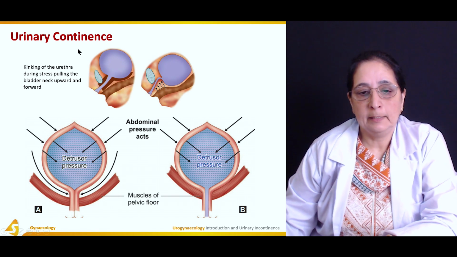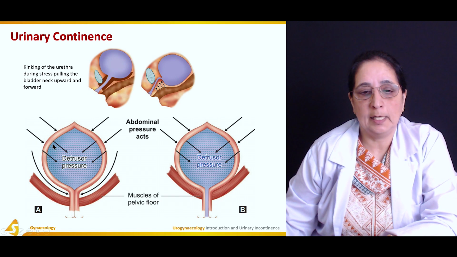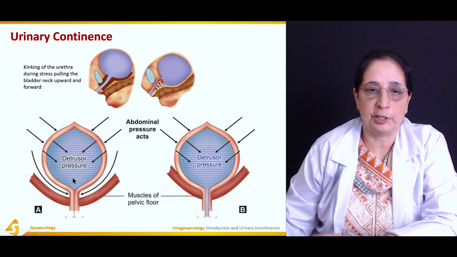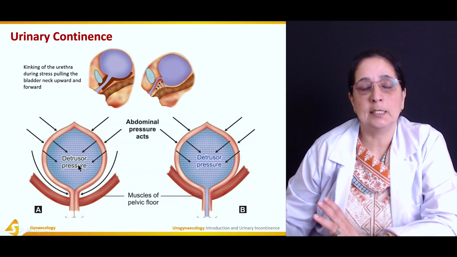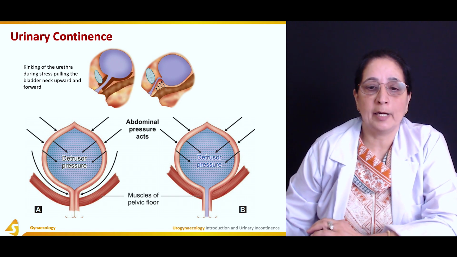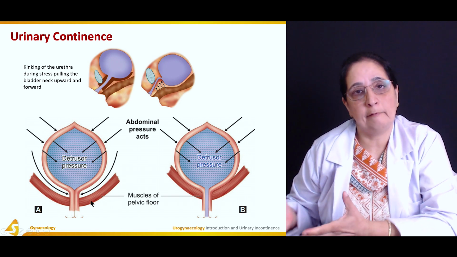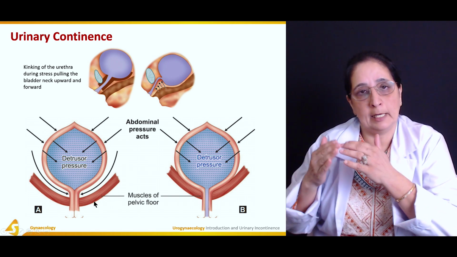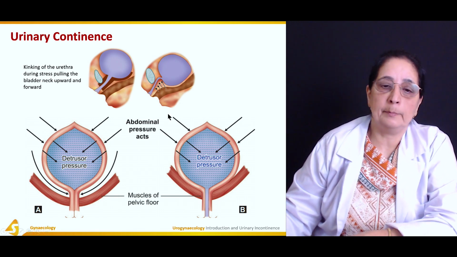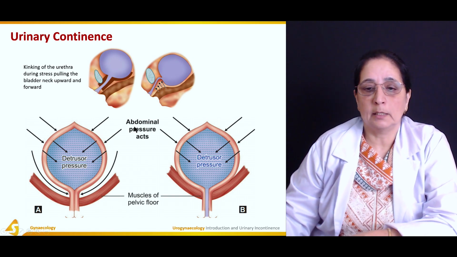So during this, if you see the bladder here, once the pressure in the bladder increases, the detrusor pressure, or the muscles inside the bladder, the detrusor muscle, they contract and put pressure on the bladder. Muscles of the pelvic floor elevate and cause the urination to occur. And abdominal pressure also acts on the bladder here.